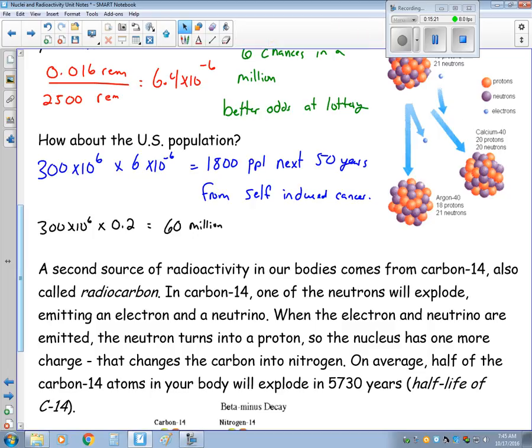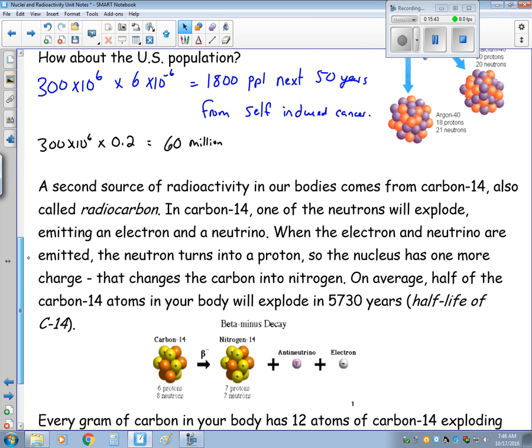So comparing 1,800 versus 60 million, it doesn't really make sense that the potassium in your body would be causing any kind of extra cancer deaths to begin with. All right, kind of a morbid topic, so we will finish up there, and in our next video we will start talking about radiocarbon dating.